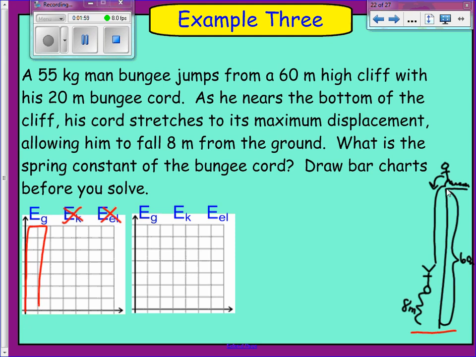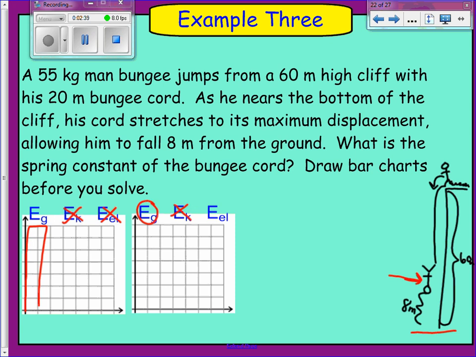Then in bar chart number 2, this is where he is at the point where the bungee cord has reached its maximum stretch, and he's 8 meters above the ground. Since he hasn't hit the ground yet, which thankfully, because that would be an awful bungee jump trip, he's still above the ground, and so we still have a little bit of EG. Now think about it. When you reach your maximum stretch on a bungee cord, that's where your kinetic energy is zero, because you're not moving at that point. So there's no kinetic energy when he's stretched the bungee cord its maximum displacement.